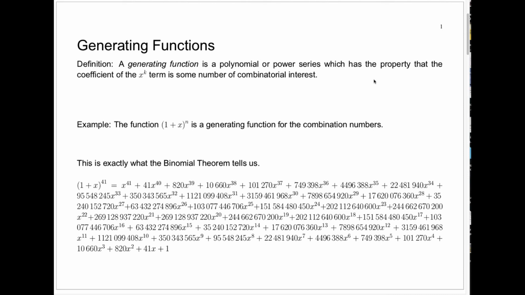In today's talk, we're going to talk about generating functions. This is the subject for chapter G. Here's our definition.